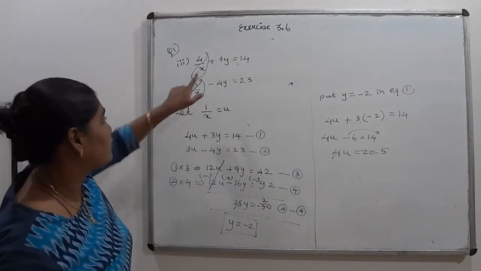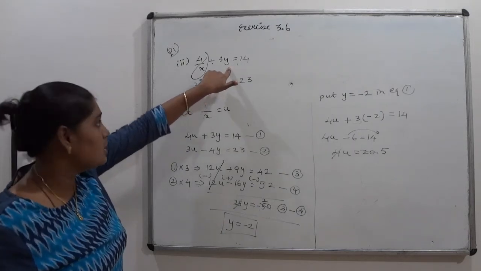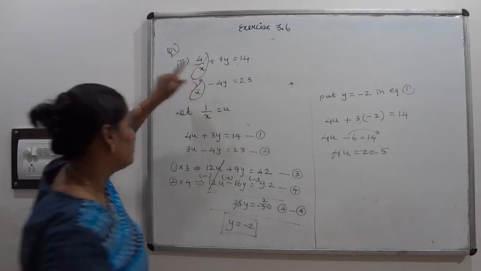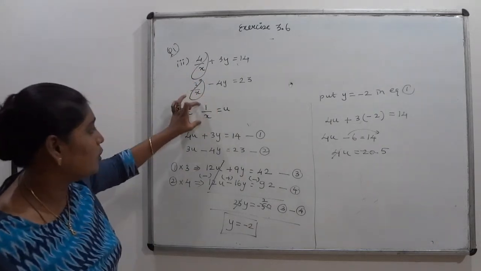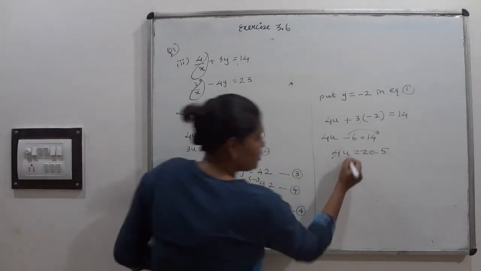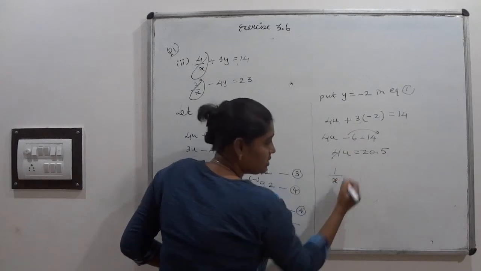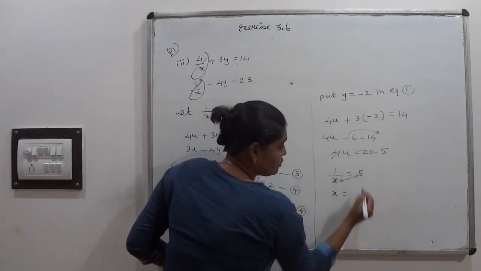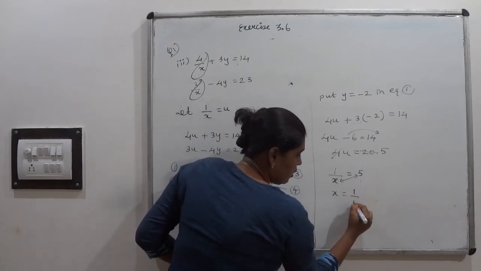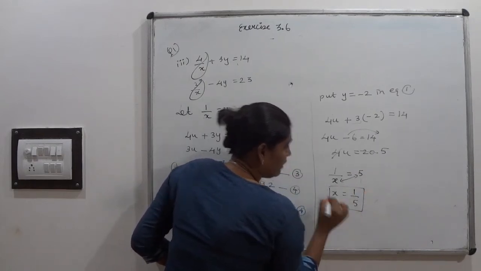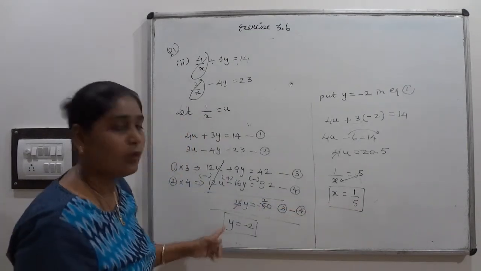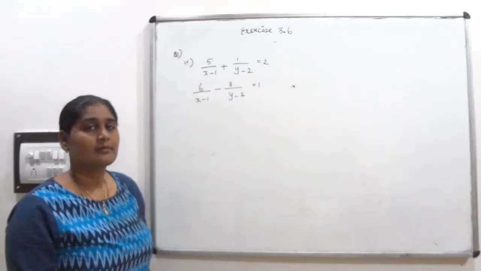I need the x value and y value in the equation. Y value already I have. X value, how can you find out? What you have assumed? U equal to 1 upon x. So u value equal to 1 upon x equal to 5. Then x is equal to what will come? Exchange this one. X is equal to 1 by 5. These are your answers. X is equal to 1 by 5, y equal to minus 2.